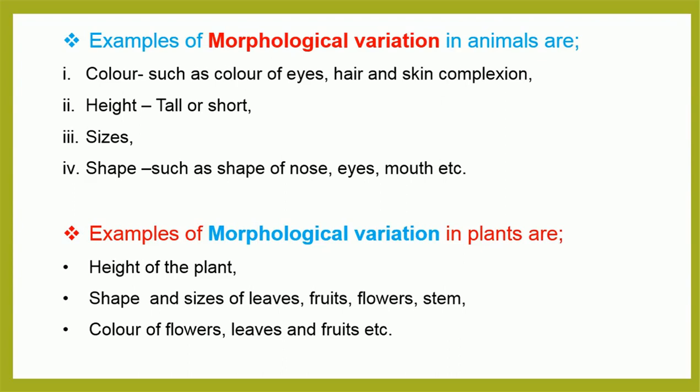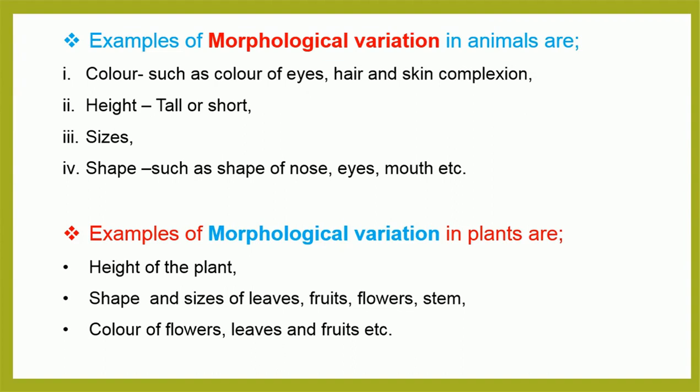2. Height. Some organisms are tall, some are short. 3. Sizes. Some are big, some are small, some are moderate in their sizes. Then 4. Shape. It can be different in the shape of the nose, shape of the eyes, shape of the head, or even shape of the mouth.